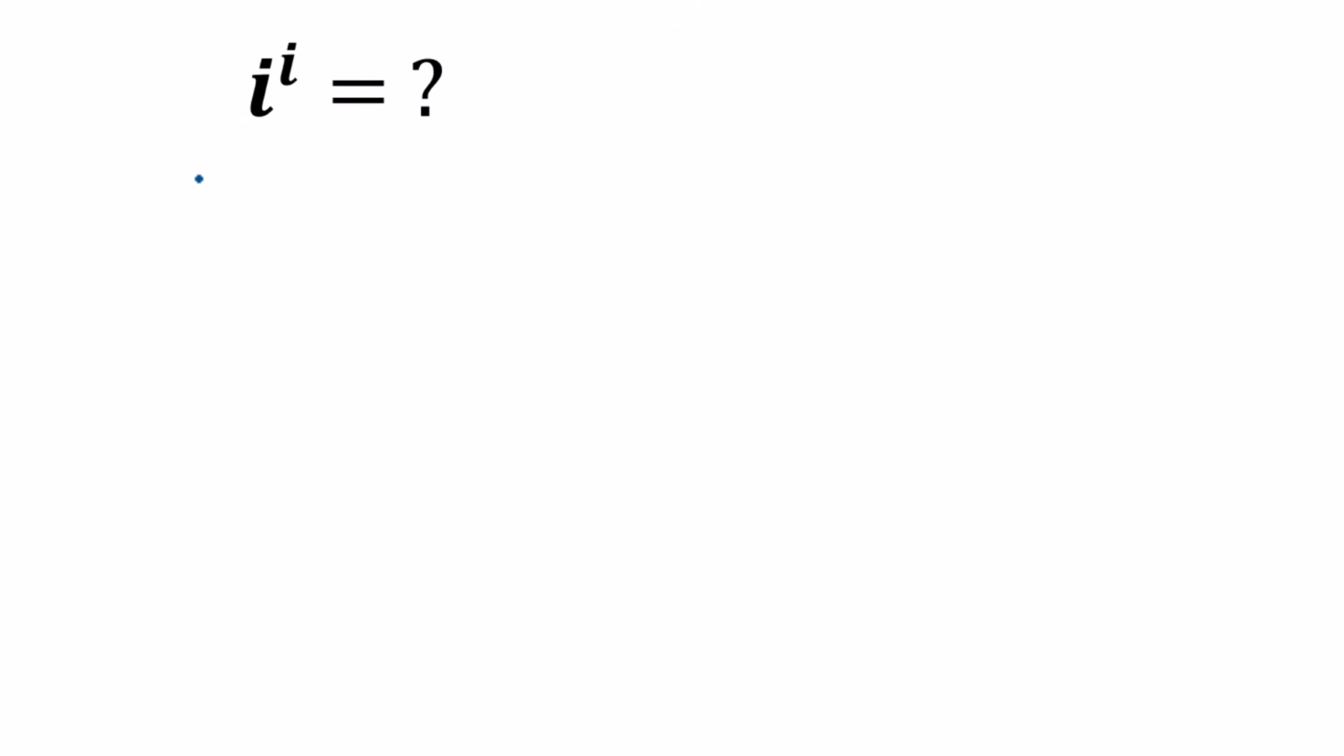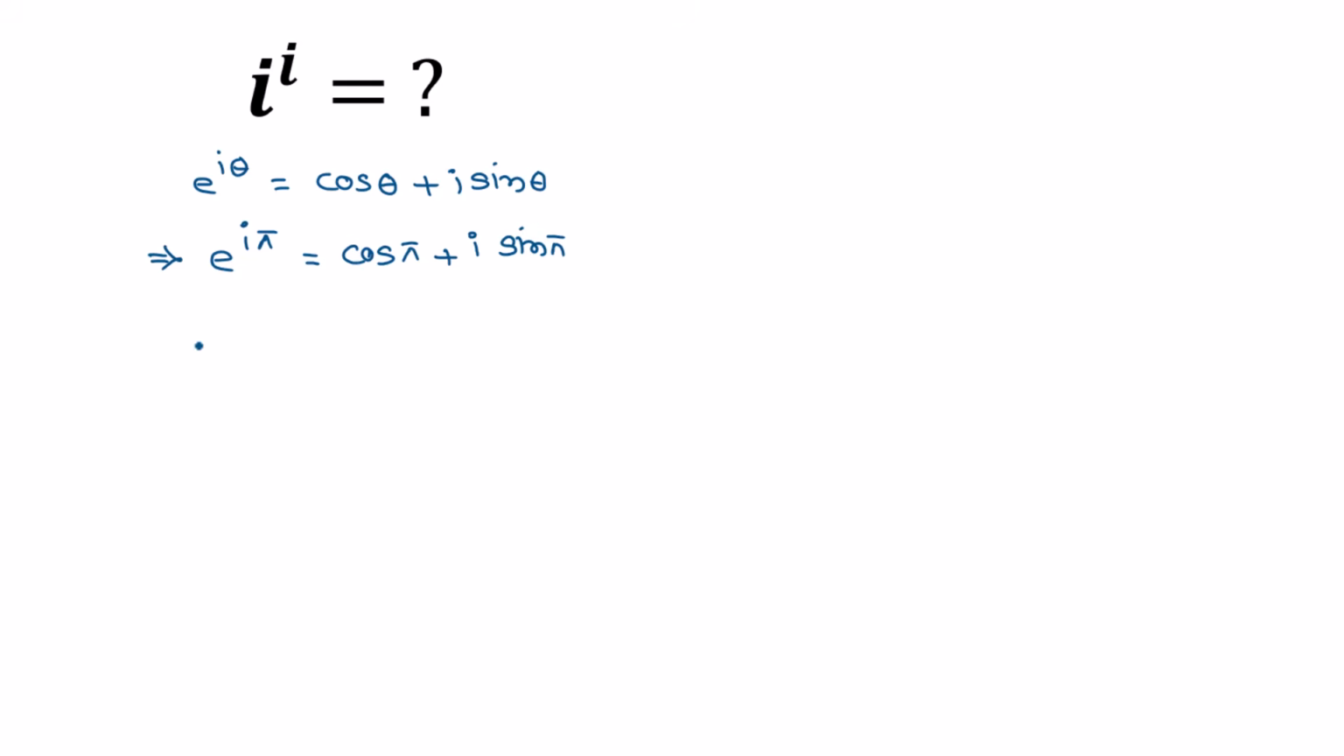According to Euler's identity, we know e to the power I theta is equal to cos theta plus I sin theta. This is Euler's identity. Now, when theta is equal to pi, we can write e to the power I times pi is equal to cos of pi plus I times sine of pi.